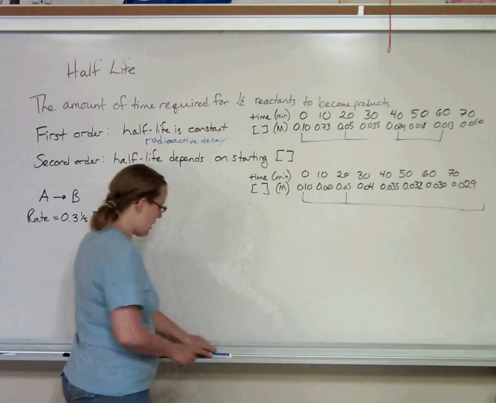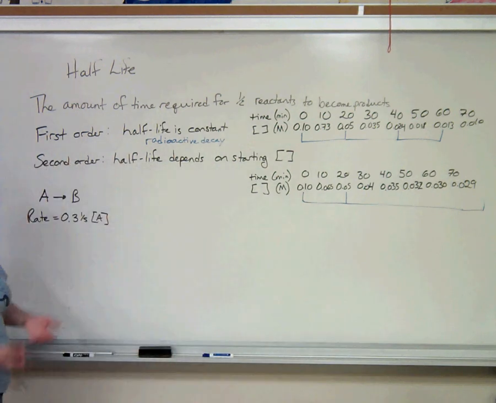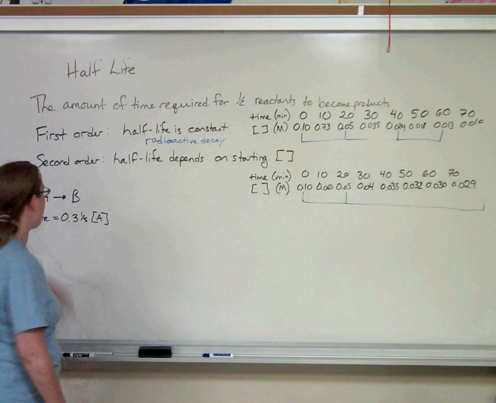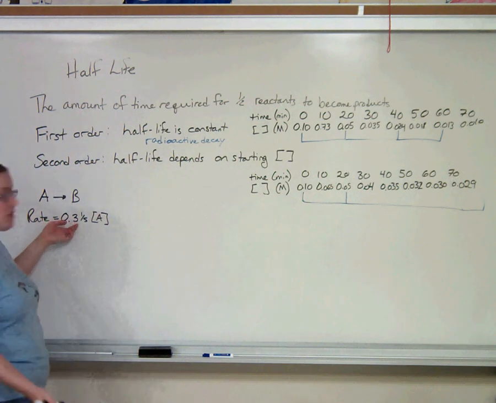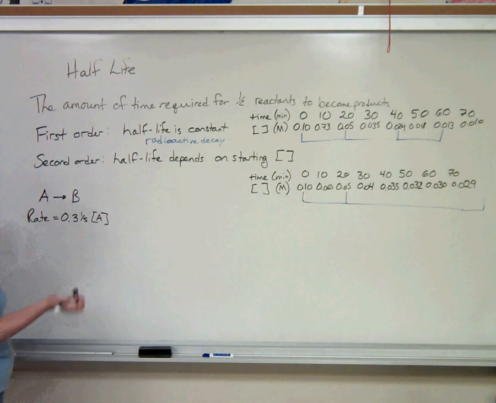Now, let's say that you have a first-order reaction, and it's asking for the half-life. And instead of giving you times and a table like that, where you just find how long it takes to go half, they're giving you a rate law. So we have this reaction A to B, and we've already discovered that the rate constant is 0.3 inverse seconds. What can we do to find out the half-life?